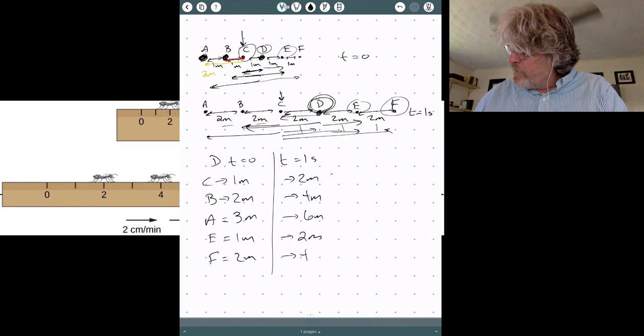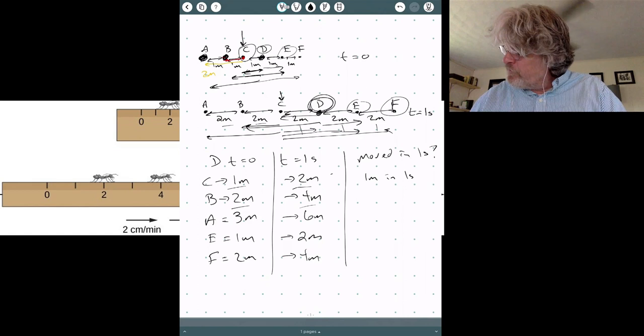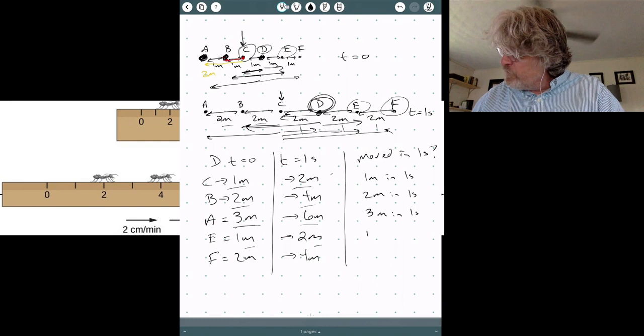And again, how much did they move in 1 second? C has gone from 1 meter to 2 meters, so 1 meter in 1 second. B has gone from 2 meters to 4 meters, so 2 meters in 1 second. So B is moving at 2 meters per second. A started out at 3 meters, now it's at 6 meters, so it's moved 3 meters in 1 second. And likewise, E is moving from 1 to 2, so 1 meter in 1 second, and F is moving from 2 to 4, so 2 meters in 1 second.